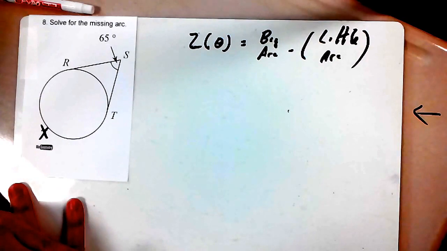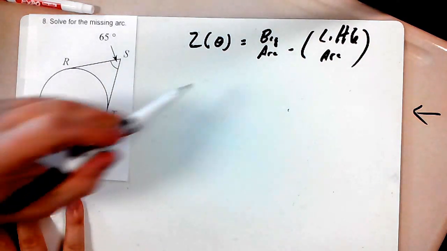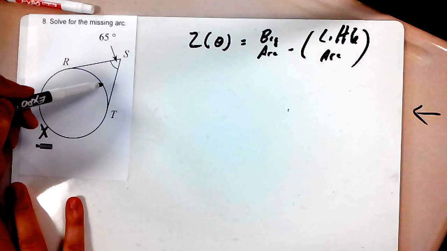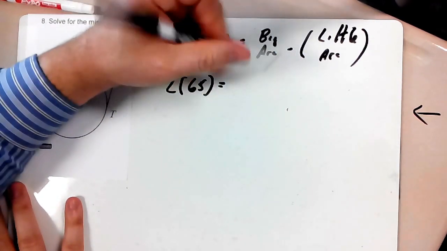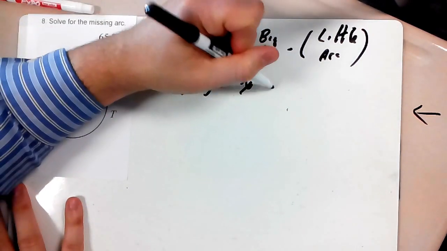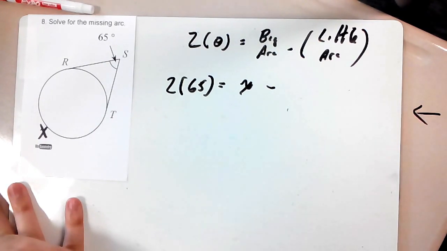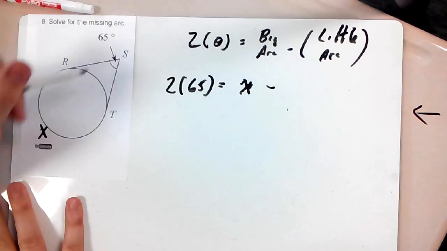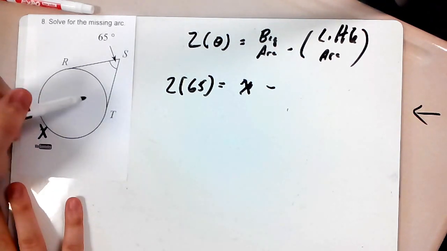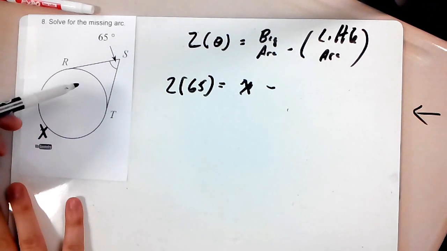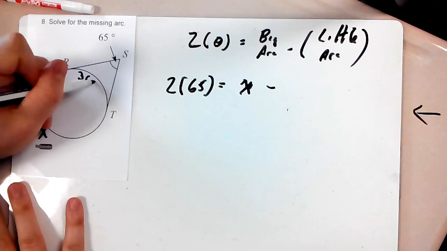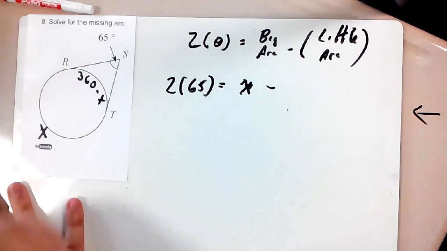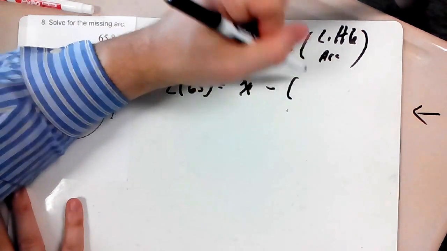Now, I'm going to label this X. I don't like those question marks. I have to figure out what this arc is in order to be able to solve this problem, because what I have right now is 2 times 65 equals X. I do not have the little arc. Well, what I do know is that this circle here is 360 degrees. So knowing that, if this is X, I could say that this arc is 360 minus X. And that's what I'm going to use.